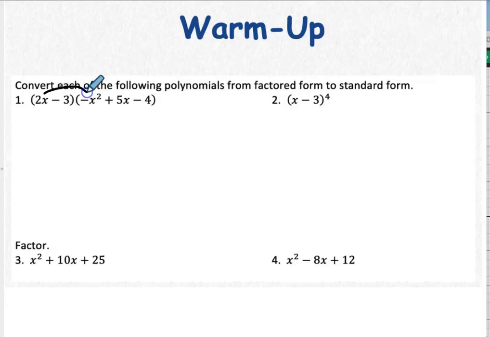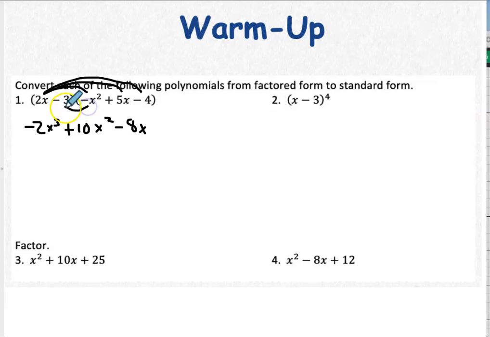So I'm going to do it with the distributing method here. So this 2x has to be multiplied by all three pieces. So 2x times negative x squared is negative 2x to the third. 2x times 5x is 10x squared. 2x times negative 4 is negative 8x.